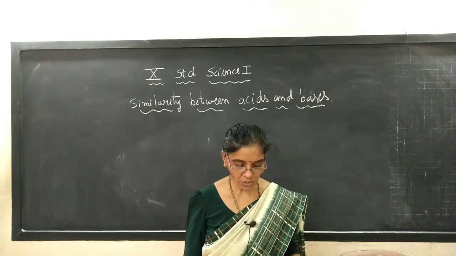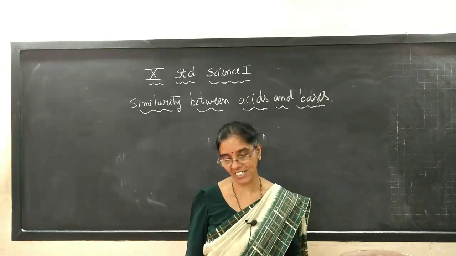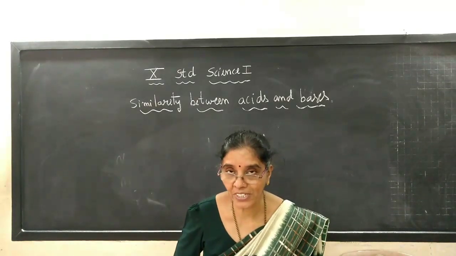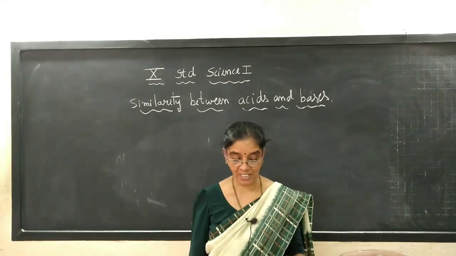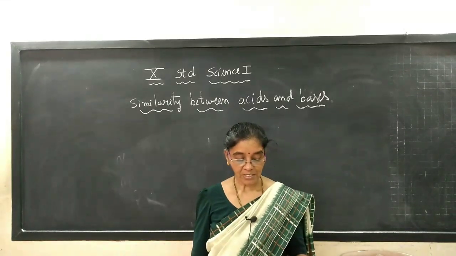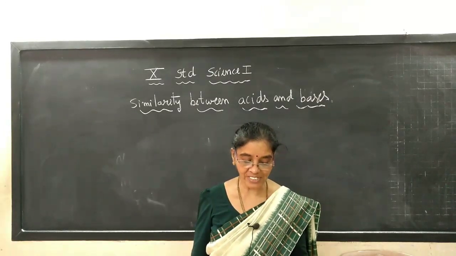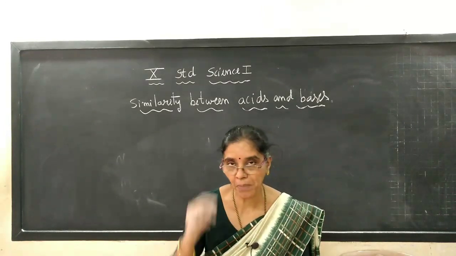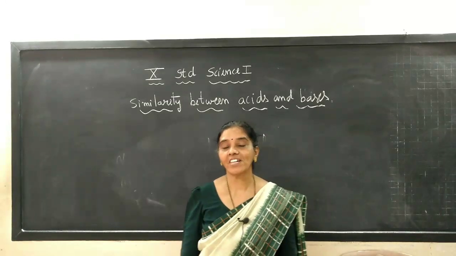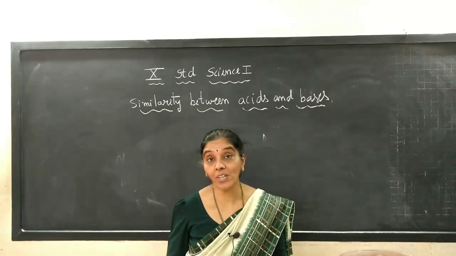Why does an aqueous solution of acid conduct electricity? Because it produces H plus ions, hydrogen ion. Third question, why does dry HCl gas not change the color of dry litmus paper? What is the answer? Both are dry.